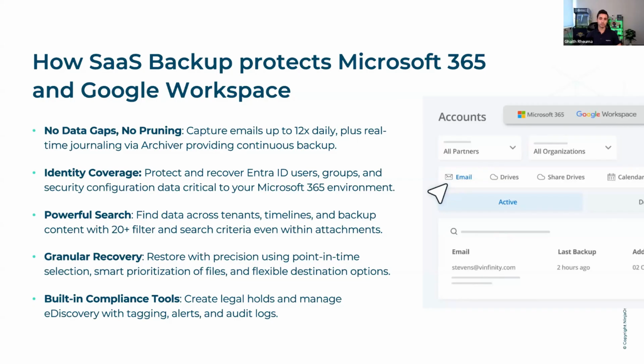And then built-in compliance tools. This is relative to Archiver, right? With Archiver, what's the end goal? The end goal is to achieve compliance. So you have a whole section dedicated to compliance: creating legal holds on emails. If there is any legal issue going on with XYZ, you can create different retention plans and apply them on those mailboxes, on those users. You can create departments. And then you can also manage those legal holds with e-discovery, with tagging, alerting, and audit logs, right?